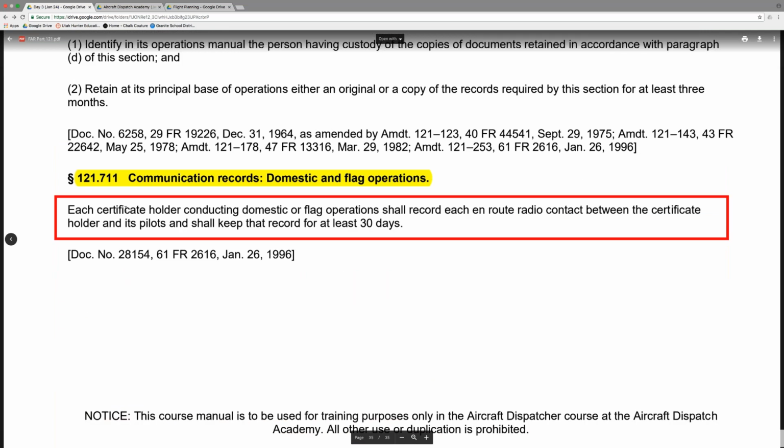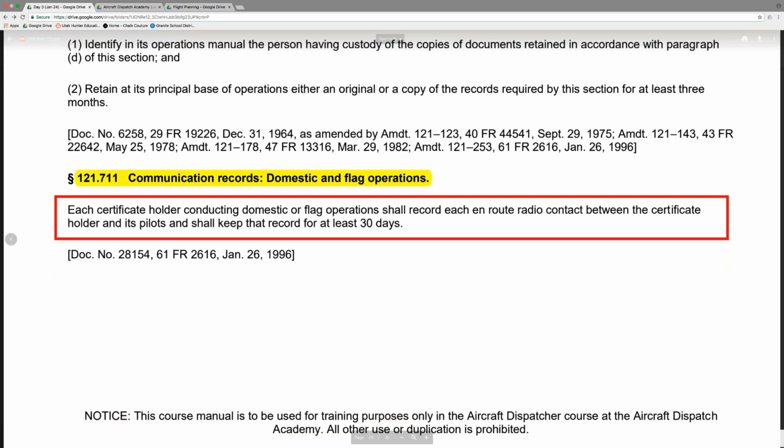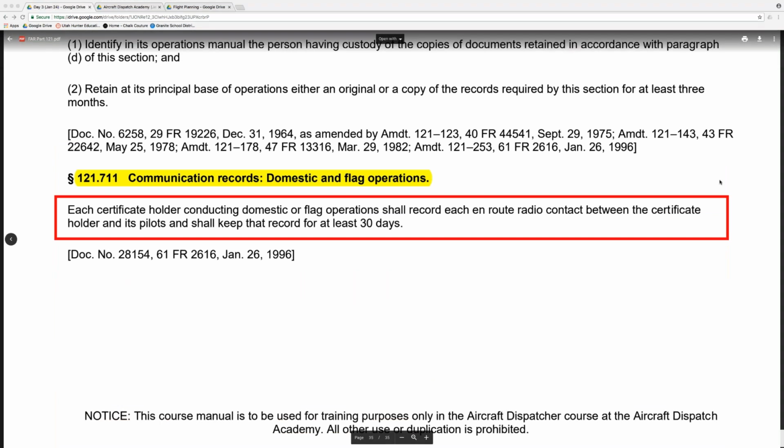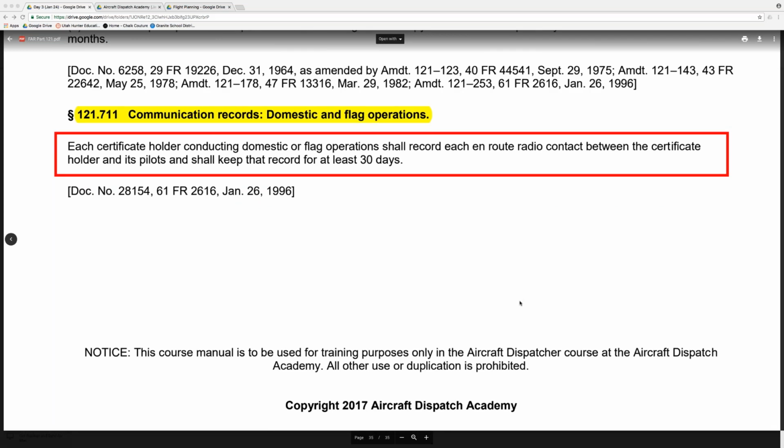Okay. Communication records, domestic and flag operations. So who gets the easy one? Yvonne. Each certificate holder conducting domestic or flag operations shall record each en route radio contact between the certificate holder and its pilots, and shall keep that record for at least 30 days. Okay, pretty self-explanatory, right?